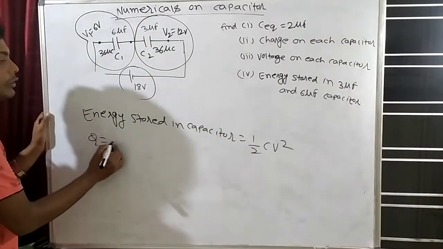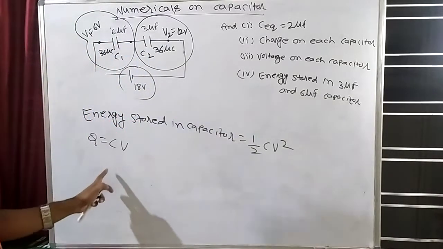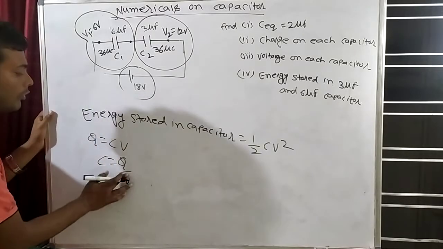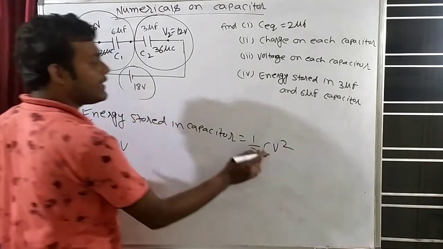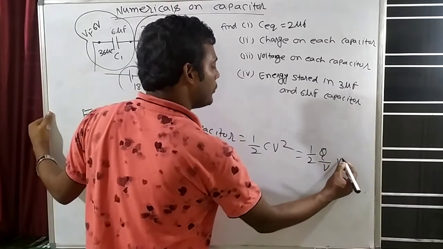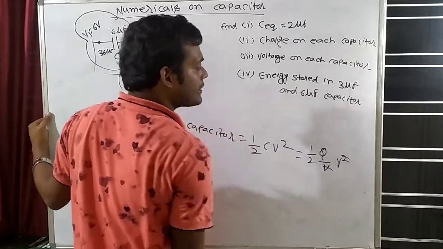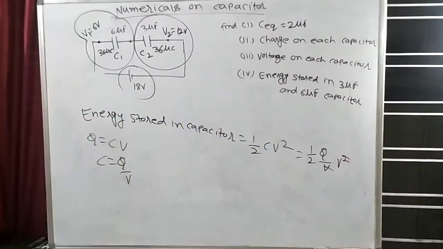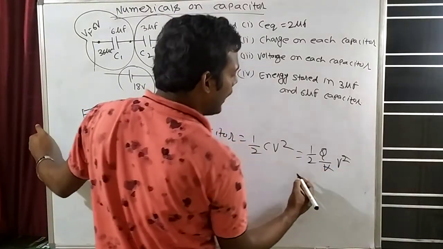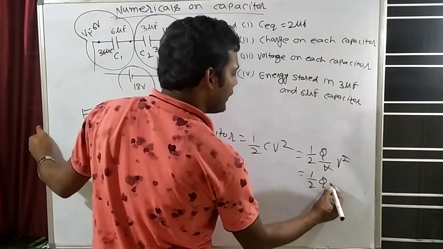And we know that Q is equal to CV. So suppose in the place of C, I write Q by V. Can we write C is equal to Q by V? So in the place of C, if I write Q by V, can we write half Q by V into V square? So this and this will cancel. So Q into V will be there. V and V will be cancelled. So half QV.